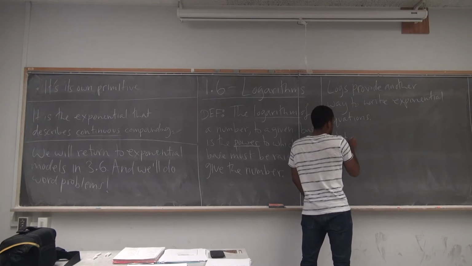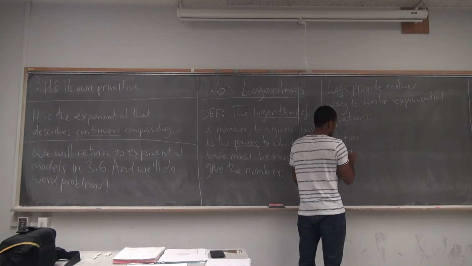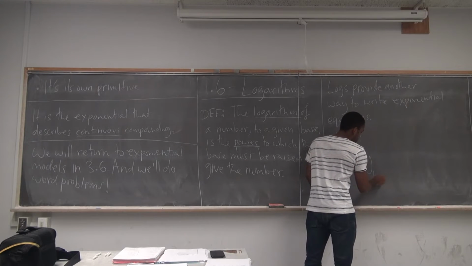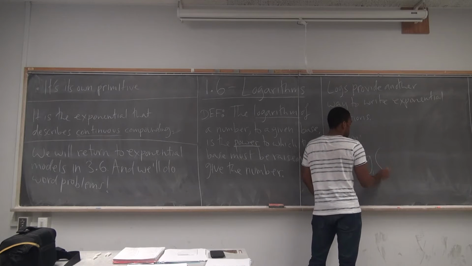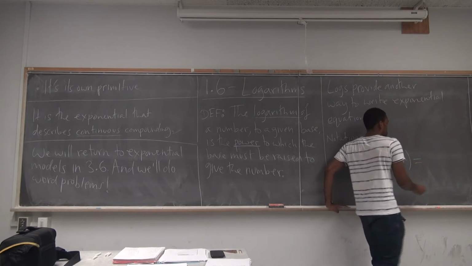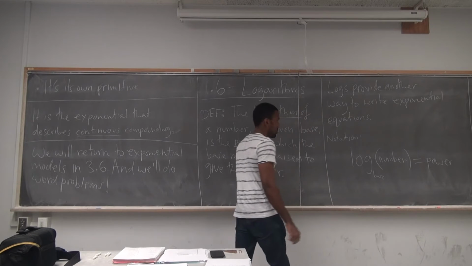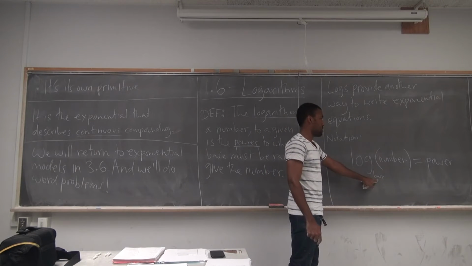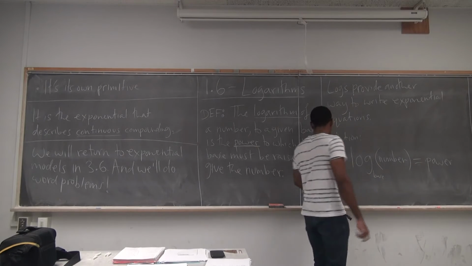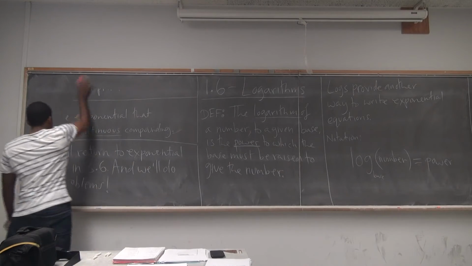Which brings us to the notation. The notation is the following. You write log. The base is a small number that goes down here, and the number is the big thing that goes beside it, and that is equal to the power. So that's how we express logarithms. The log of a number to a given base is the power that you have to raise this base to get that number. And that gives us another way to rewrite an exponential equation.